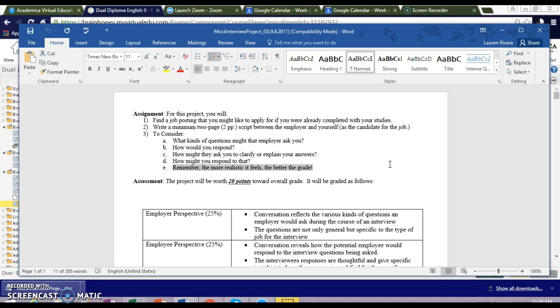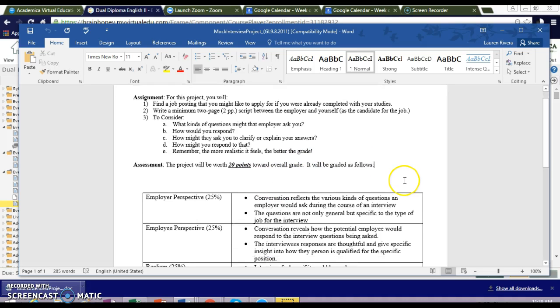Okay, so just to review a couple very important things. In a typical interview, the employer wants to find out if you're right for the job. They want to find out if you are an easy person to get along with. And all of that, you can decide what kind of questions to ask and what kind of responses based on the type of job you're applying for. Now, this project will be worth 20 points toward the overall grade, so it's a pretty big deal. This is how it will be graded.